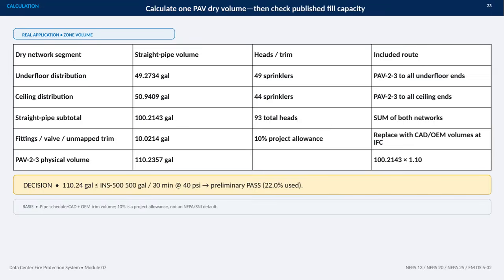architecture. This slide shows a practical method for calculating the physical volume of one dry pipe network, using PAV 2-3 as the example. The calculation starts with the straight pipe volumes for the two network segments.